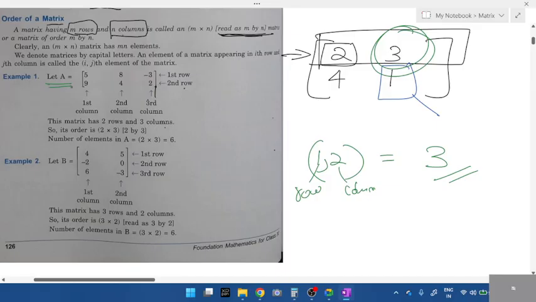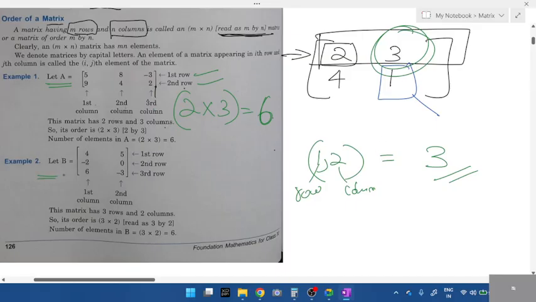Let A have first row, second row, first column, second column, third column. Is this clear, students? How do you write the element with respect to row? There are 2 rows and how many columns? 3 columns. Yes, 2 rows, 3 columns. When you multiply 2 and 3, what are you getting? 6. Total how many elements are there? 6 elements. I and J stand for position. If they ask position, just now I explained what is position.